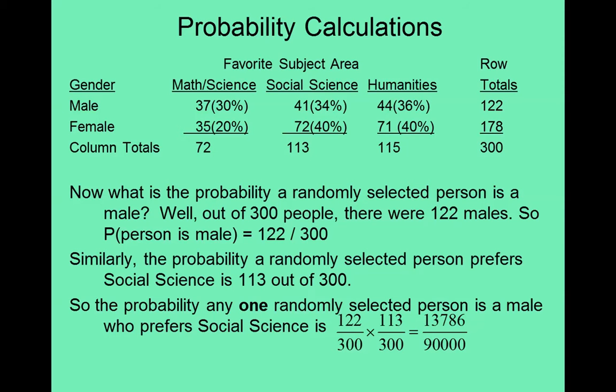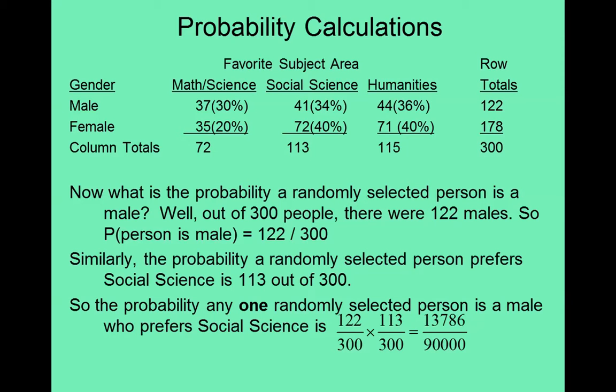Now what is the probability a randomly selected person is just male? Well, out of 300 people there were 122 males, so the probability the person is male is just 122 divided by 300. Similarly, the probability a randomly selected person from the 300 prefers social science would be the 113 who did that out of 300.